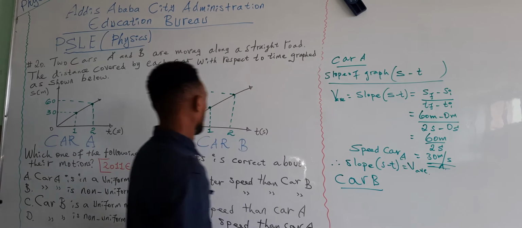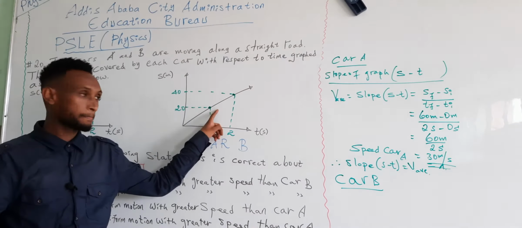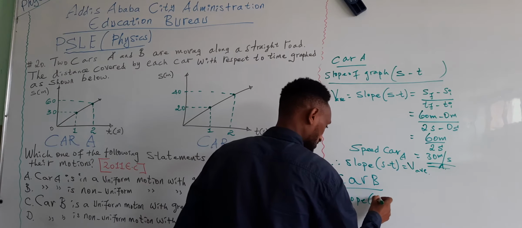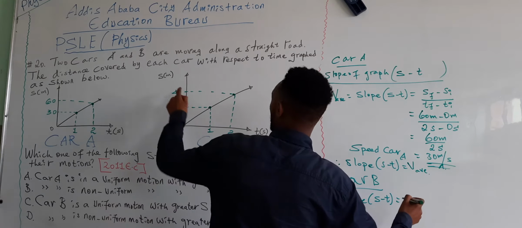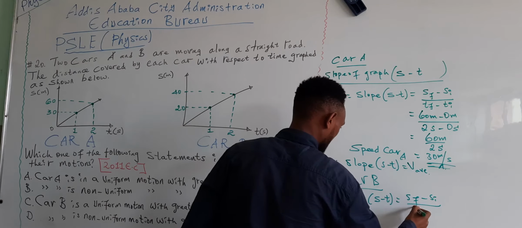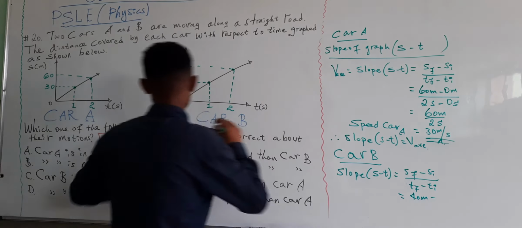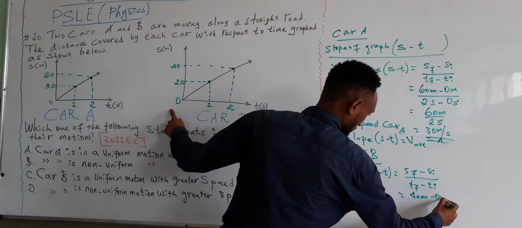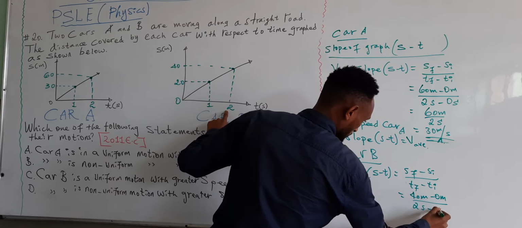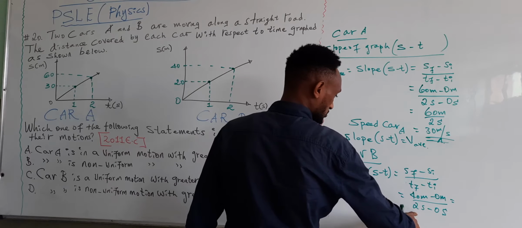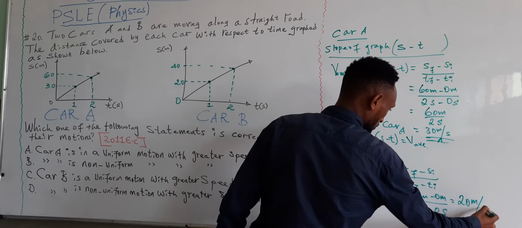B, now also you find the slope of this graph, and the slope of the graph is equal to the average speed. The slope of the graph, which is distance against time, equals final distance minus initial distance over final time minus initial time. The final distance is 40 meters minus 0 meters, since it starts its motion from rest, over 2 seconds minus 0 seconds. Then 40 minus 0 is 40, over 2 minus 0 is 2. So finally you get 20 meters per second.